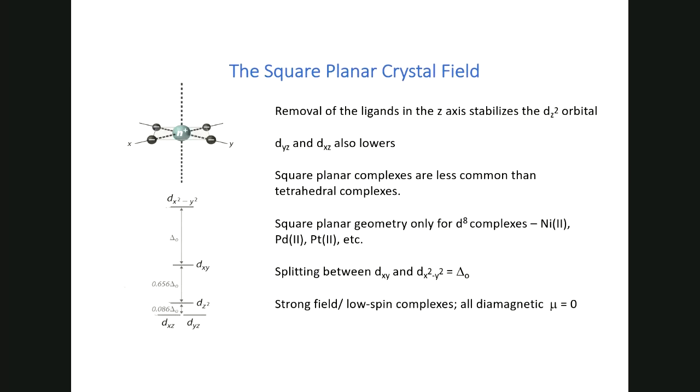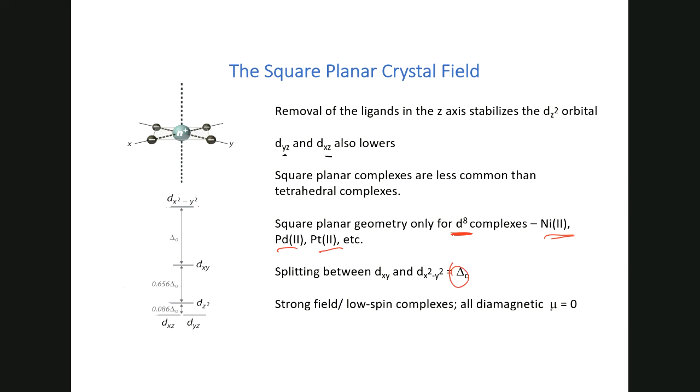So I'm showing it to you here again. Removal of the ligands on the z-axis stabilizes the dz squared orbital, so it becomes lower in energy, and it also lowers the dyz and the dxz, so those become lower in energy relative to the octahedral field. Things to note: for square planar complexes, we're only going to see d8 complexes, so nickel 2, palladium 2, platinum 2, and sometimes I throw in a copper 3. The splitting between xy and x squared minus y squared is delta O, so it's a pretty big gap between those two orbitals.